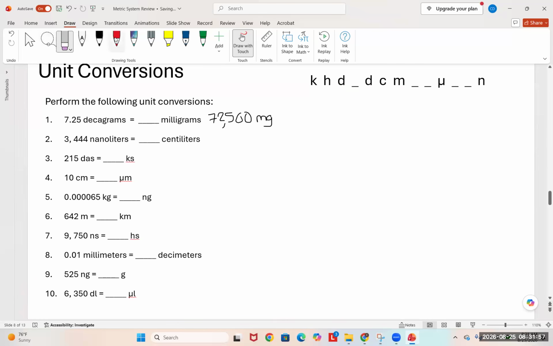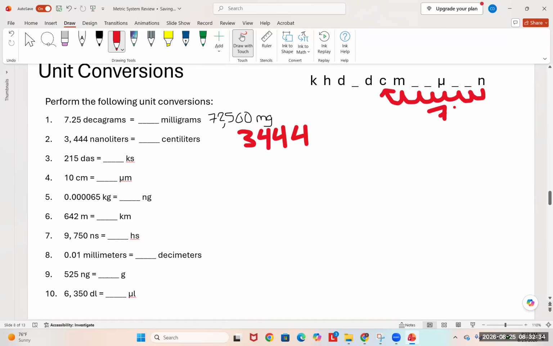So let's go ahead and work on the next example. I'm going to try writing a little bit larger on this one. So we're going to have 3,444 nanoliters, which means we're going to be starting way down here. And we're going to be moving to the left to get to centiliters. So we're going to move 1, 2, 3, 4, 5, 6, 7 to the left.